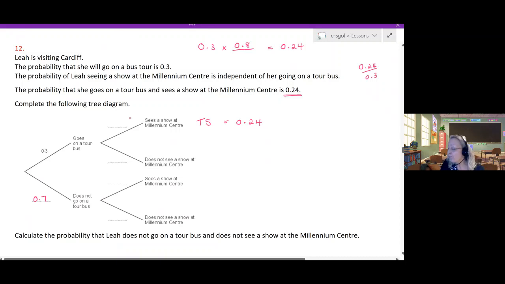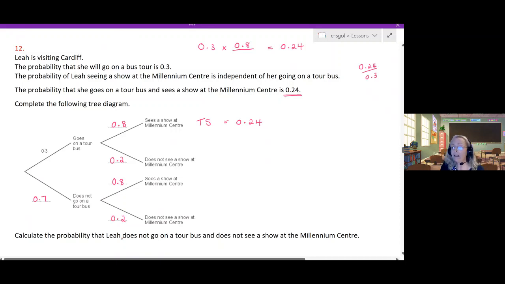So the probability of her seeing a show at the Millennium Centre is 0.8, which means that the probability that she does not see a show at the Millennium Centre is 0.2 because these branches must add up to 1. And then the branches underneath are the same as the ones above. So this one must be 0.8 and this one here must be 0.2.